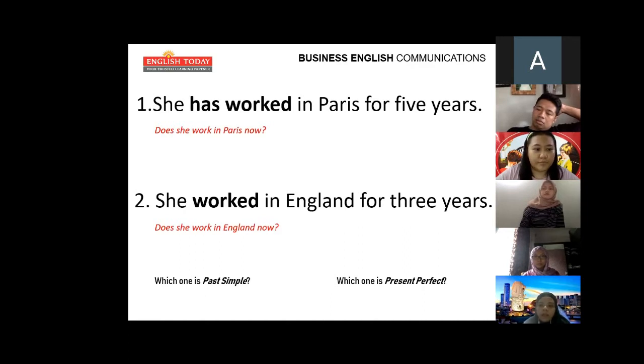So have a look at number 1, everybody. She has worked in Paris for 5 years. So it means 5 years ago, she came to Paris. She started working there. And then until now, 5 years later, she's still there. So she has worked there for 5 years until now. So from the past until now, related. If you're not really sure, just remember the name present perfect. Oh yes, it has something to do with the present situation, present moment.